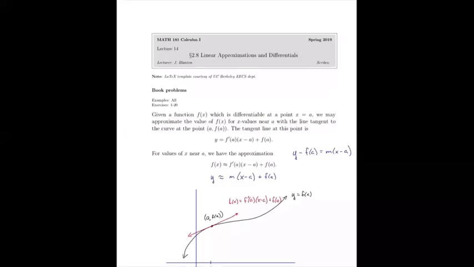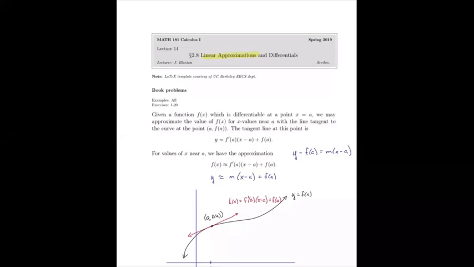Section 2.8 is linear approximations and differentials. So we've already talked about finding the equation of a line tangent to a curve by finding the slope of that line with the derivative of the function, f prime of x, or f prime of a specific value a. And we're going to extend this notion into an approximation.